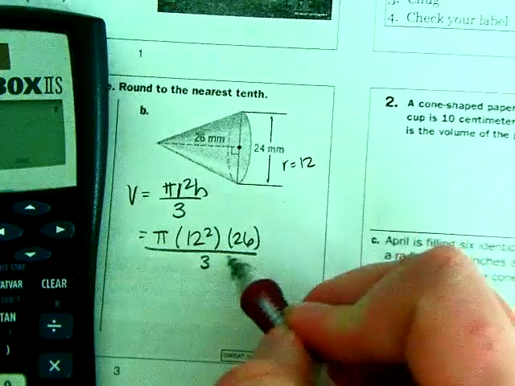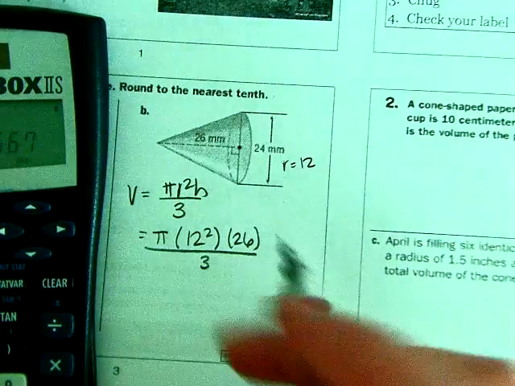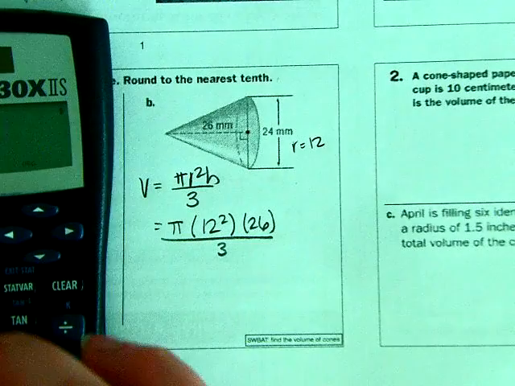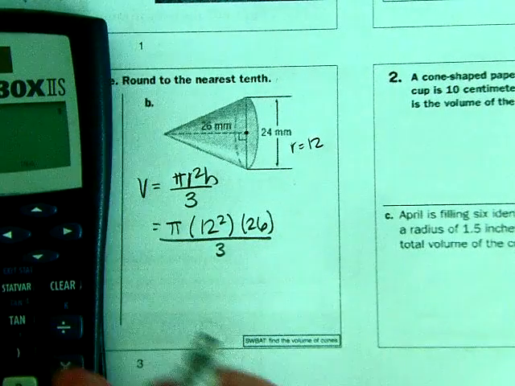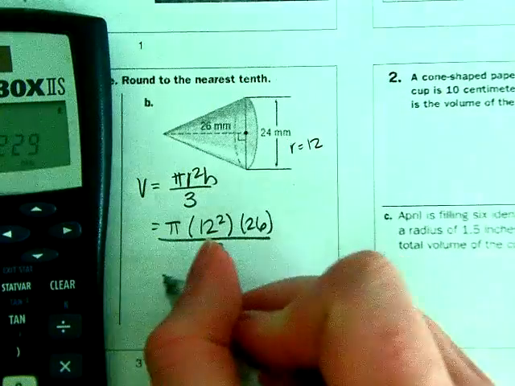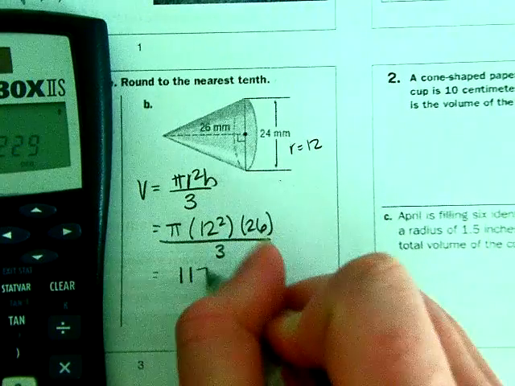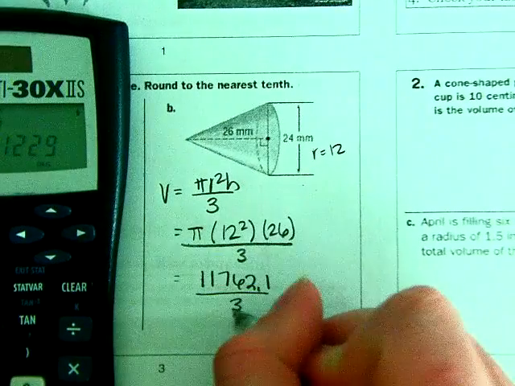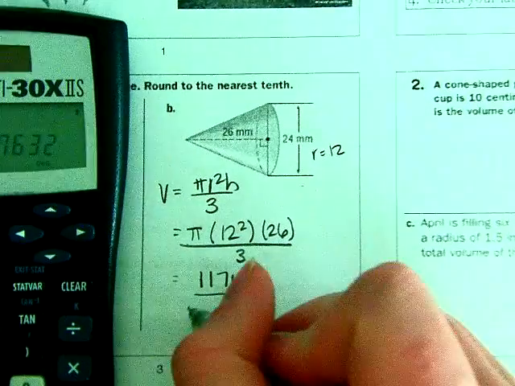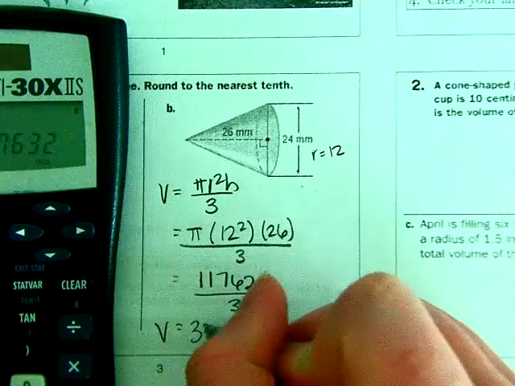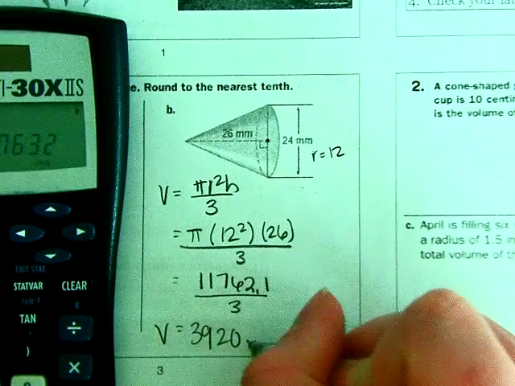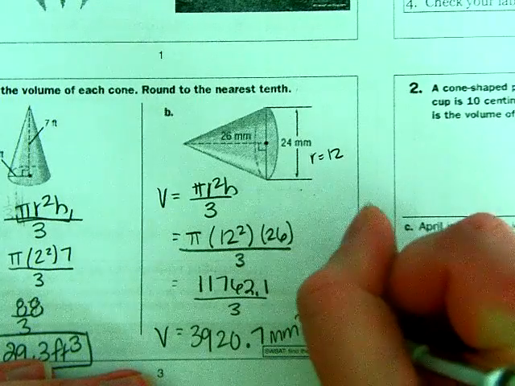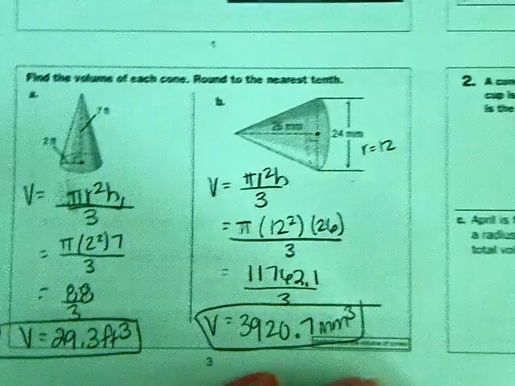And actually 26 is divisible by 3. No, it's not. Just kidding. I don't know why I thought that. Okay, so taking the top, pi times 12 squared times 26 is 11762.1, but I'm actually going to leave that in my calculator. And take that divided by 3, and I end up that the volume is 3,920.7 millimeters cubed.